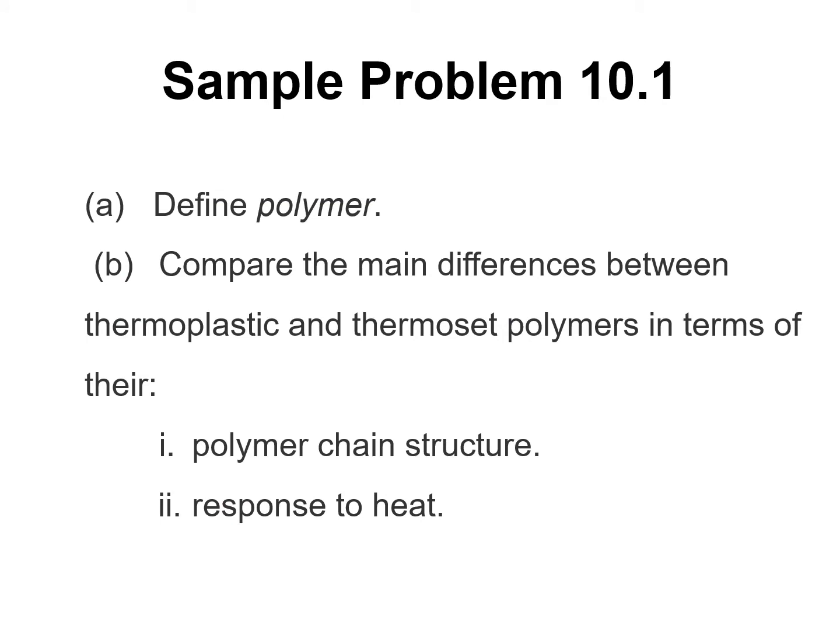Now that we have learned the very basic introductory part of polymer, the structure, the definition, as well as the classification, let's look at the first sample problem for the chapter. As an example, A, how would you define the word polymer? And B, how do you compare the main differences between thermoplastic and thermoset polymers in terms of their polymer chain structure, and how do they respond to heat? Let's now look at the solution.